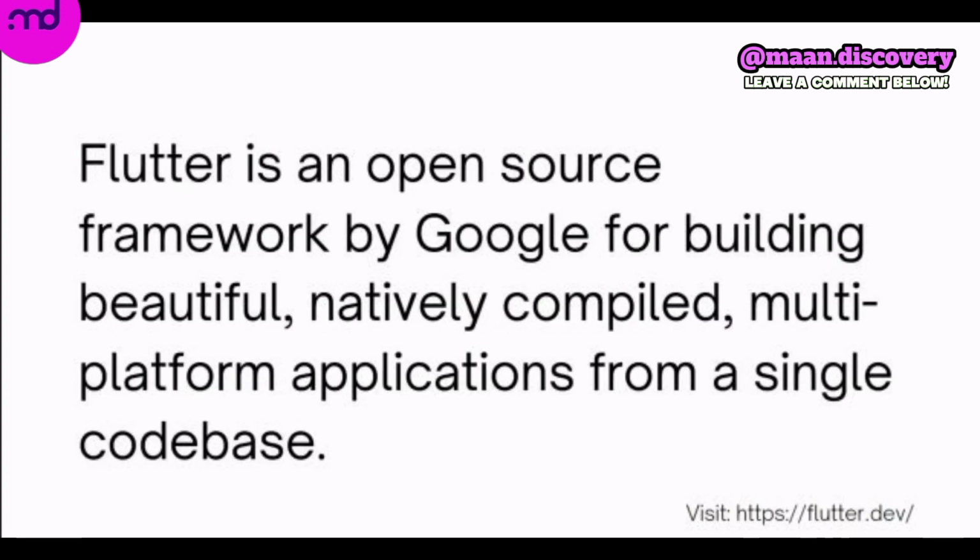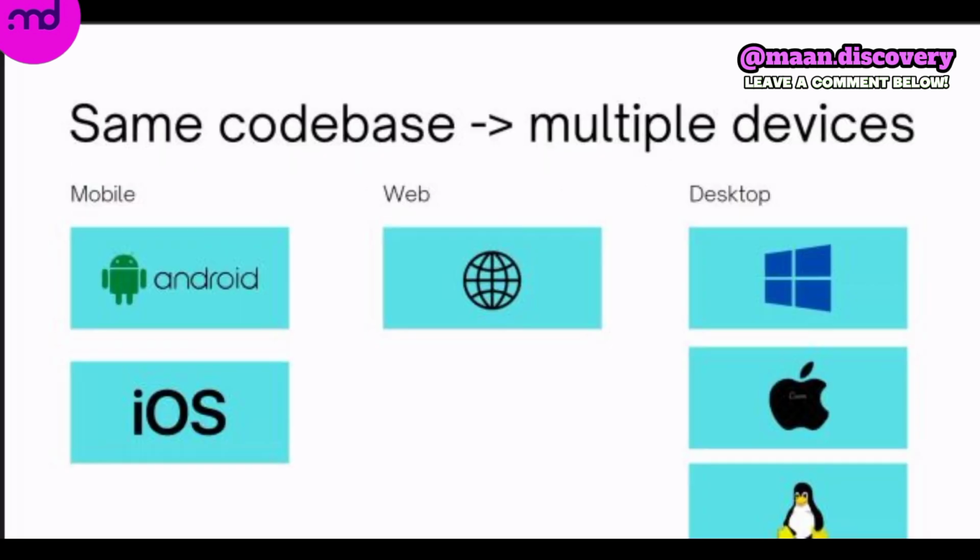So what is Flutter? Flutter is an open source framework by Google for building beautiful natively compiled applications that are also multi-platform from a single code base, which means using the same code base you can build for multiple devices. In the mobile segment, you can build for Android and iOS. You can build web applications with Flutter, and you can also build desktop applications, for example for Windows, Mac OS and for Linux. Right now, a stable version of Flutter lets you build for Android, iOS, web and the desktop, which is the Windows platform.